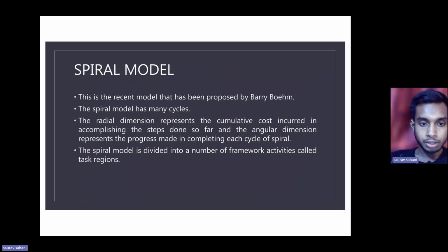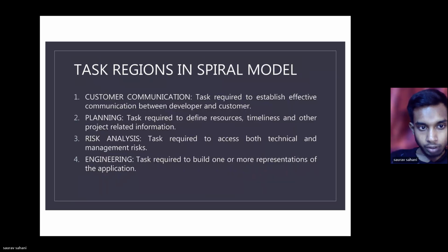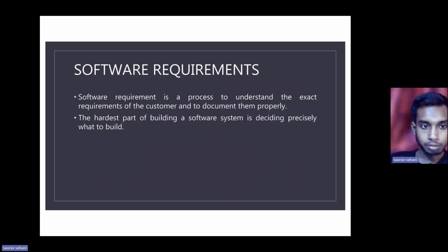Spiral model. This is a recent model that has been proposed by Barry Boehm. The spiral model has many cycles. Representation of the spiral model. Task regions in the spiral model: customer communication, planning, risk analysis, engineering, construction and release, and customer evaluation.